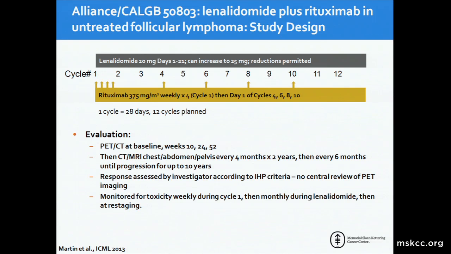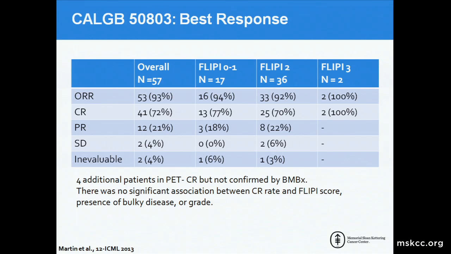These data have been confirmed in a phase 2 trial from the CALGB, 50803. And so this is a multi-center trial, slightly different dosing of rituximab, but fundamentally a very similar trial. And fundamentally, very similar results. So we went from a single-center trial with an overall response rate of 98% to a multi-center trial with an overall response rate of 93%. We went from a single center with a complete response rate of 87% to a complete response rate of 72%.